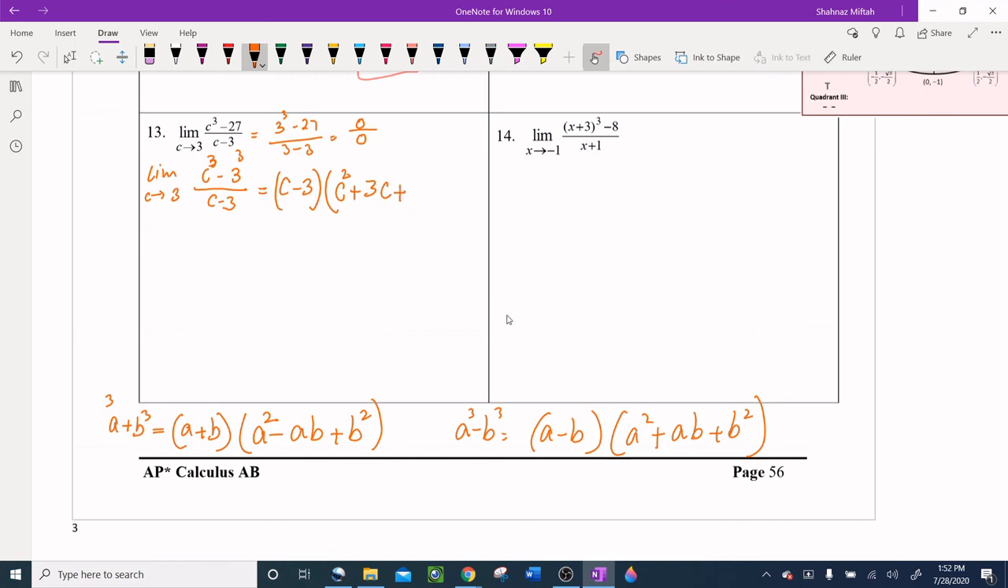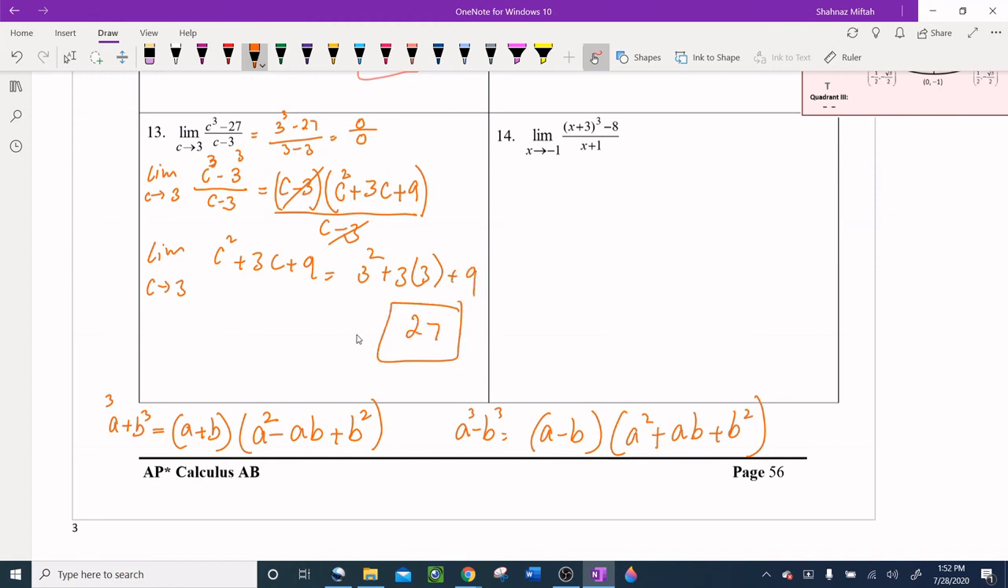plus 9, which is 3 times 3 is 9, right? B squared, b was 3, so it's 9. In the bottom, I have c minus 3, and I can tell they cancel out. I'm left with limit c approaches 3, c squared plus 3c plus 9. Plug in 3, so 3 squared plus 3 times 3 plus 9 is going to give me 27 when you add them. So that was the answer for that.